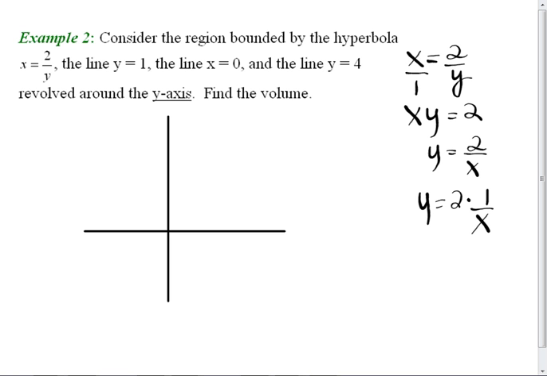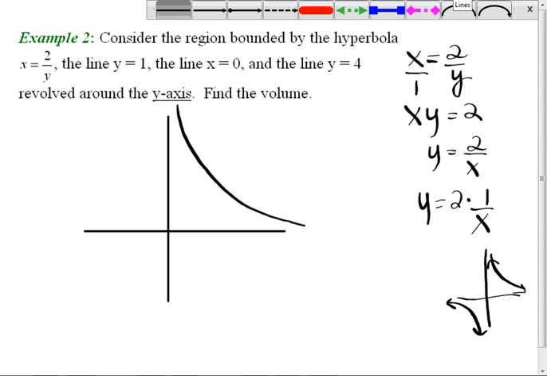What's 1 over x look like? It's a hyperbola. 1 over x looks like this. 2 over x just stretches it. Okay, I'm going to take this curve, 2 over x, and I'm going to bound it by, I'm not going to take this bottom part here because it's bounded by y equals 1. So y equals 1 might be here.